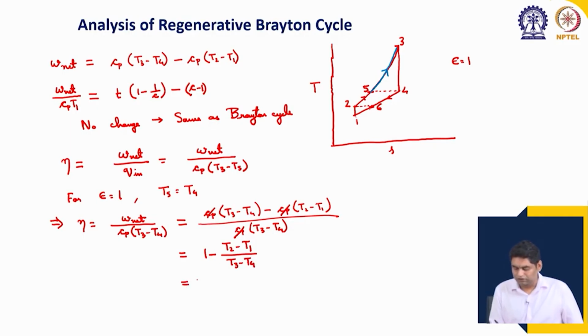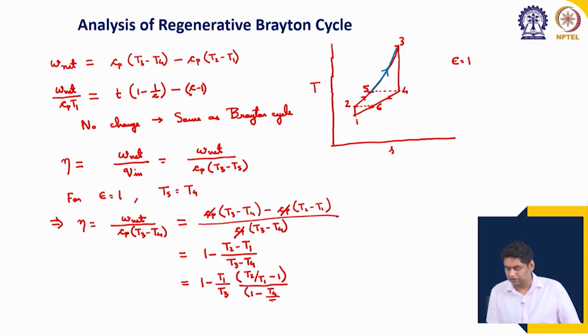Okay. Which we can write as, by taking T1 and T3 out from the numerator and denominator respectively, you get (T2 by T1 minus 1) by (1 minus T4 by T3). Okay.